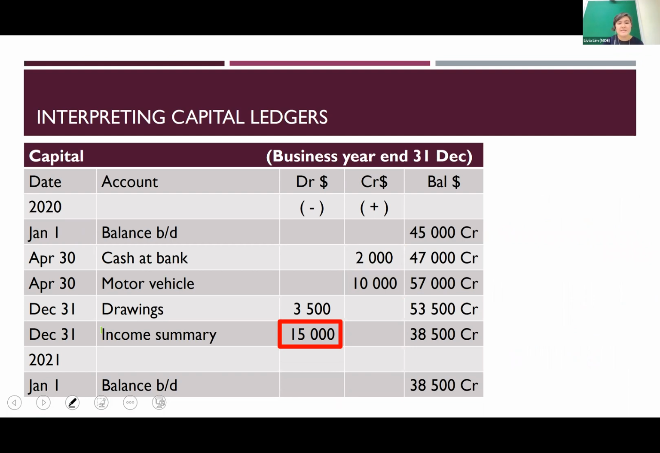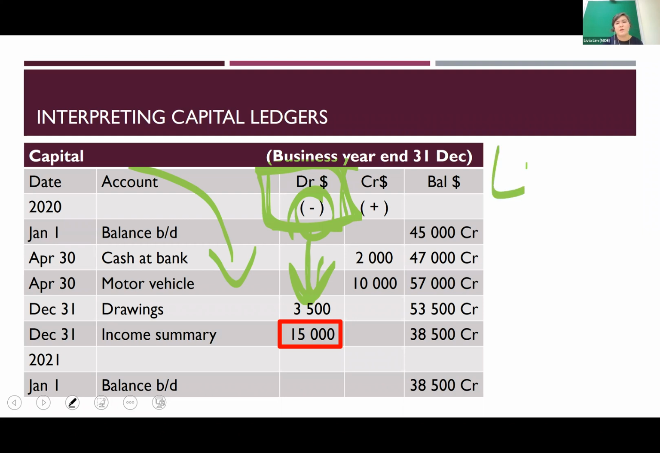One last thing, which is income summary. So what happens here with this income summary? Now, I would just like to highlight that it is in the capital account and it is actually in the minus column. So your capital account has actually gone down. And when your capital account has gone down, you are making a loss.